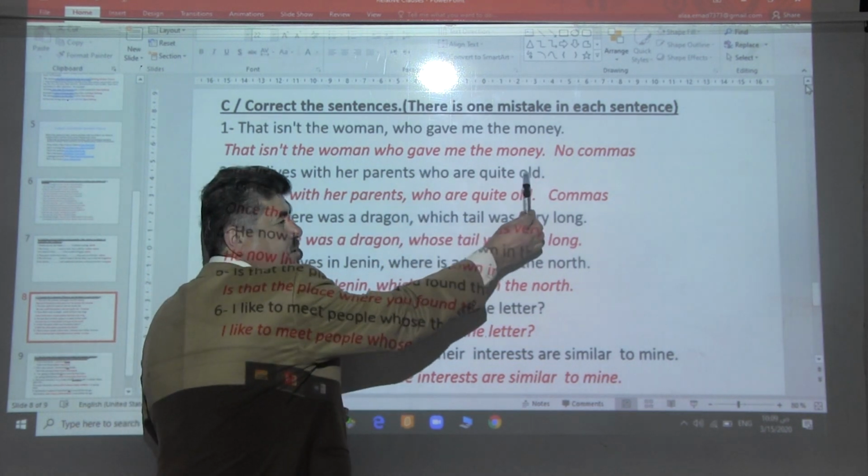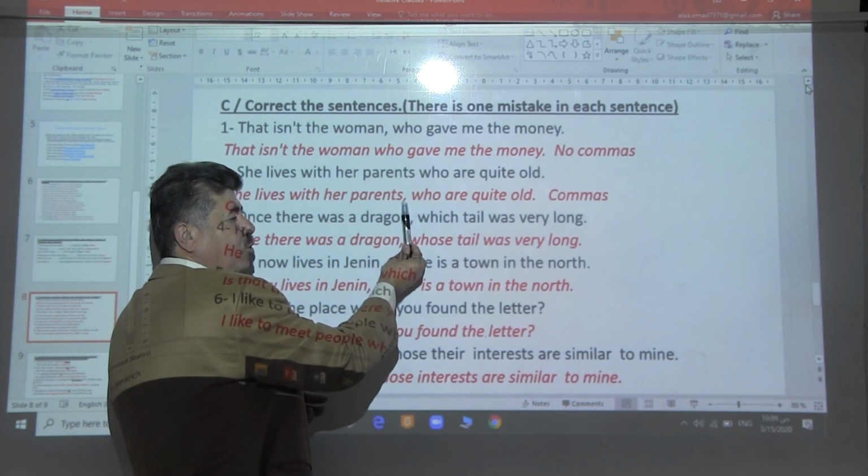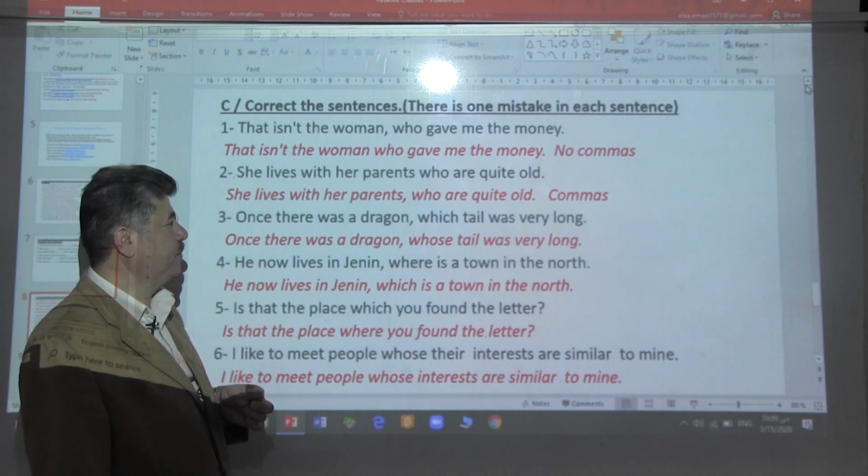No need to mention this. So the mistake here is there is no comma here. I have to add a comma to make this sentence clear or correct.